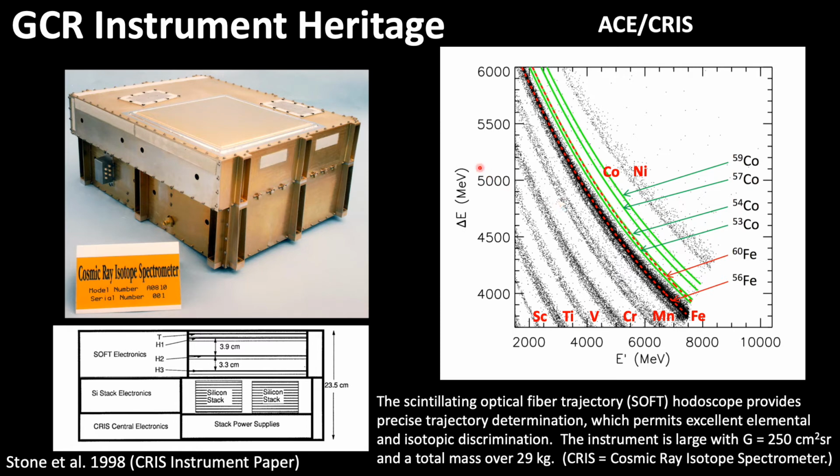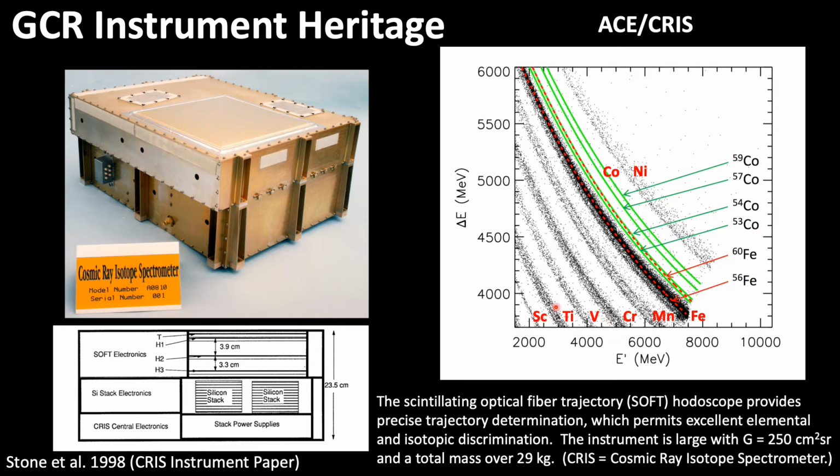The CRS instrument from ACE is a large instrument, 29 kilograms, so too big for something like Interstellar Probe, but I'm using it here to highlight that isotopic measurements can be made.